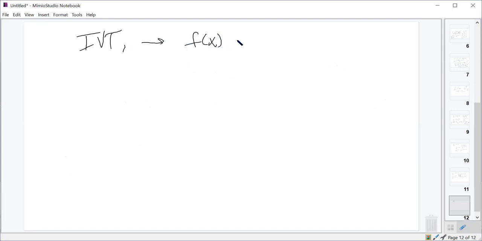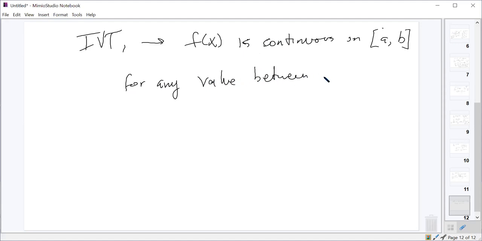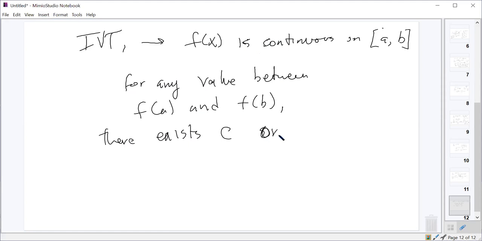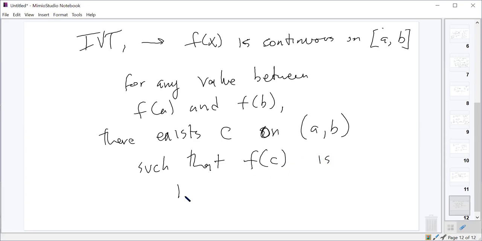So intermediate value theorem tells us that f of x is continuous on A to B. Right, so if f of x is continuous on A to B, then that tells you that for any value between f of A and f of B, there exists a C on the interval A to B such that f of C is between f of A and f of B. So for any value f of C between f of A and f of B, there should be a C on A to B.